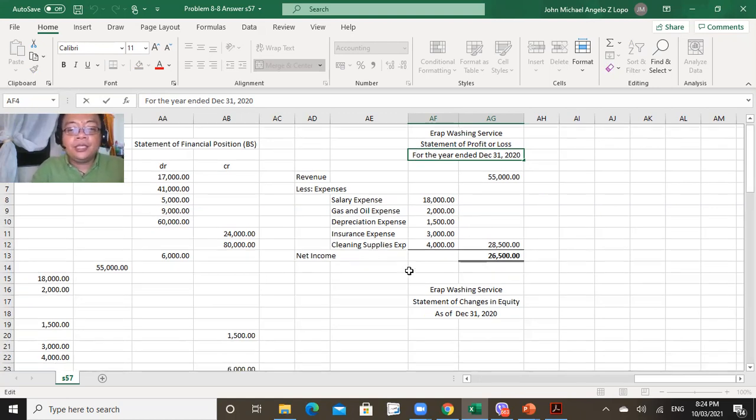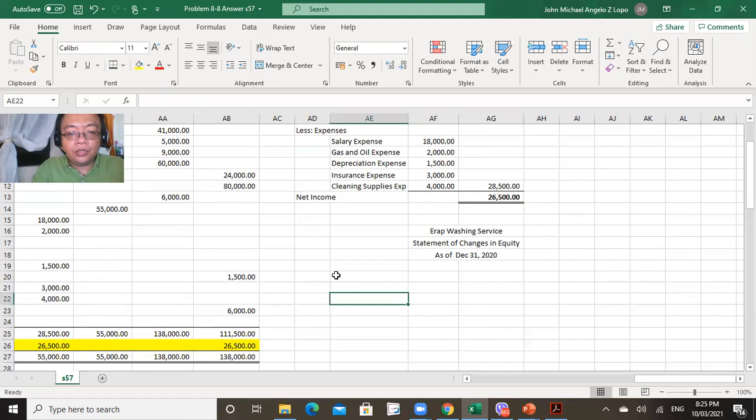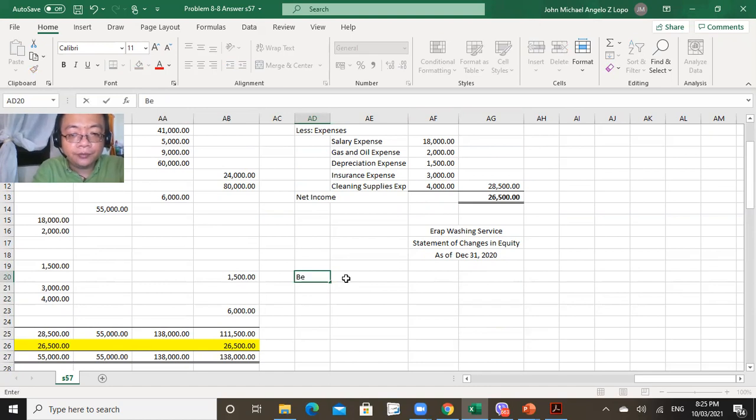All right. Statement of equity. So we put here the beginning balance. Beginning balance of capital.